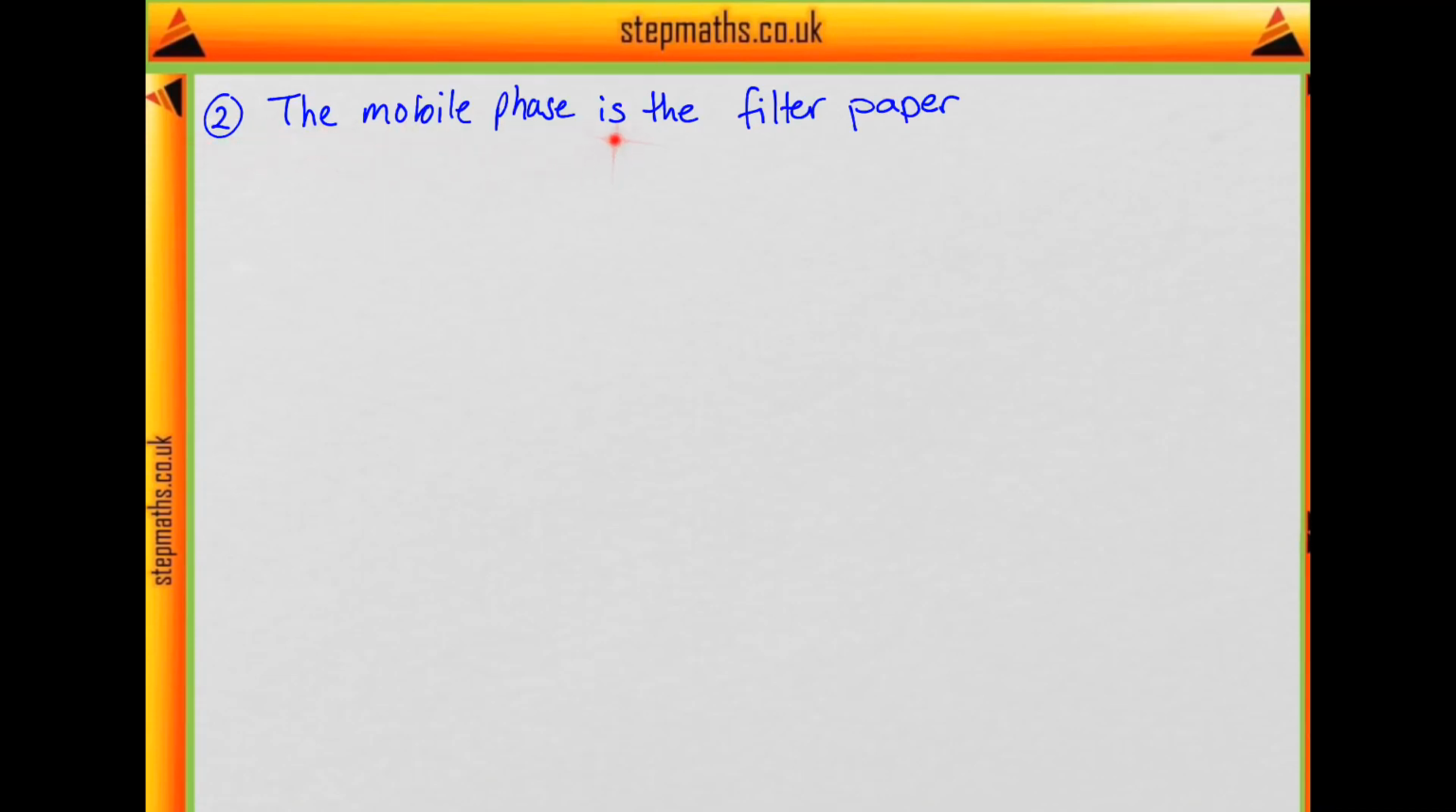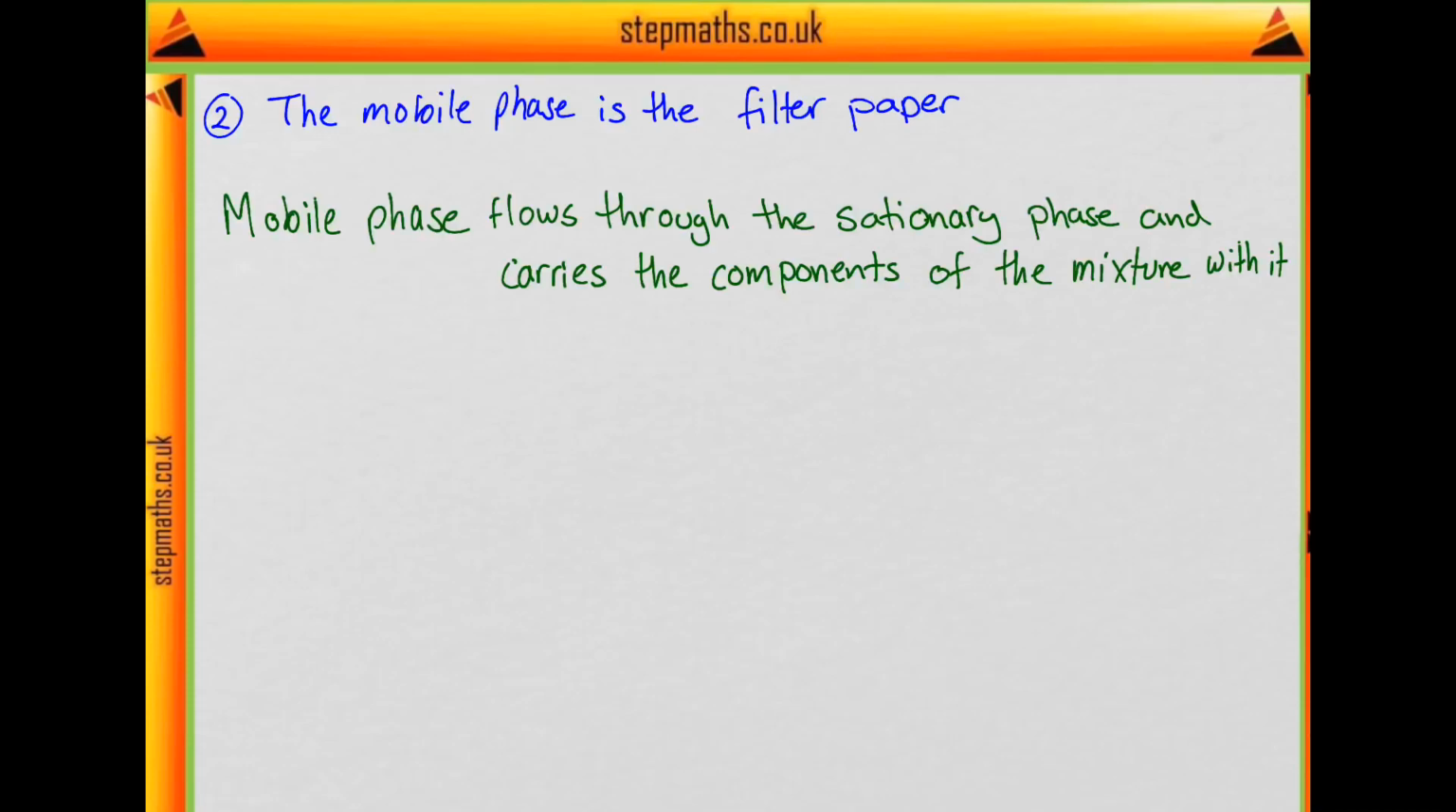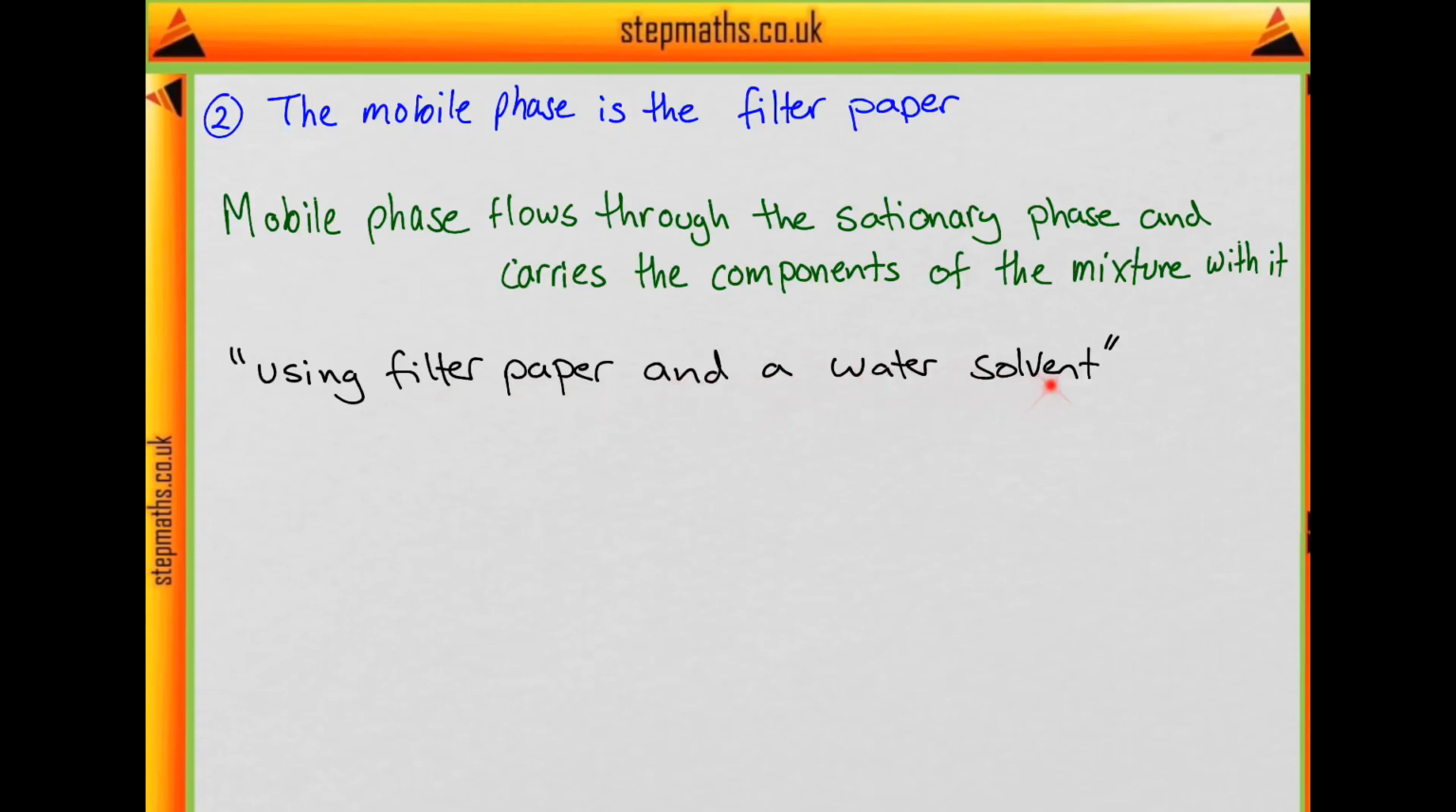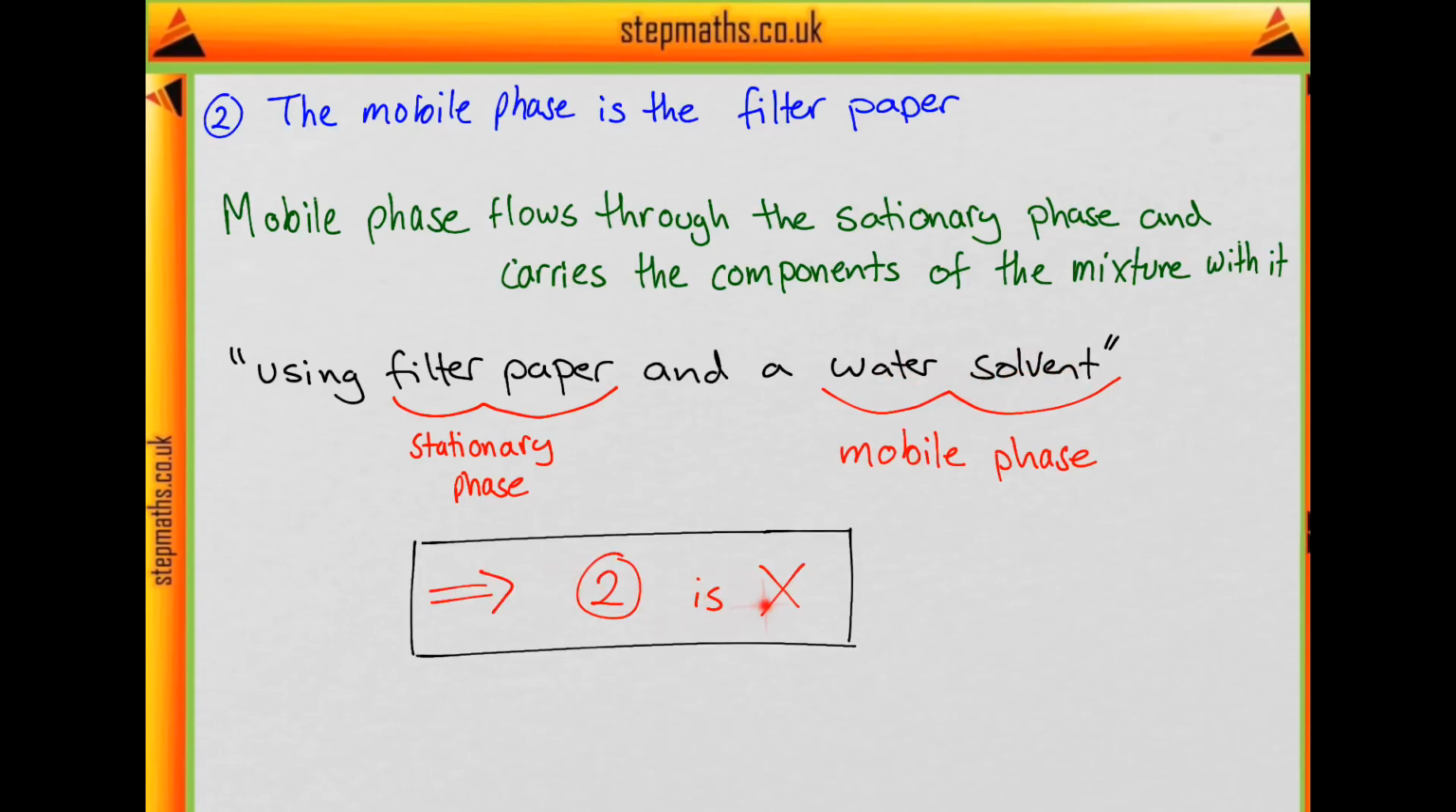Statement 2, the mobile phase is the filter paper. Well, let's remind ourselves what the mobile phase is. The mobile phase flows through the stationary phase and carries the component of the mixture with it. Our question said, using a filter paper and a water solvent. So it's quite clear that the water is the solvent that carries the dyes. So the water is the mobile phase, which implies that the filter paper is the stationary phase, which makes sense because the filter paper doesn't actually move, it's stationary, and it's the water that's moving up the filter paper. So therefore, statement 2 is also incorrect.